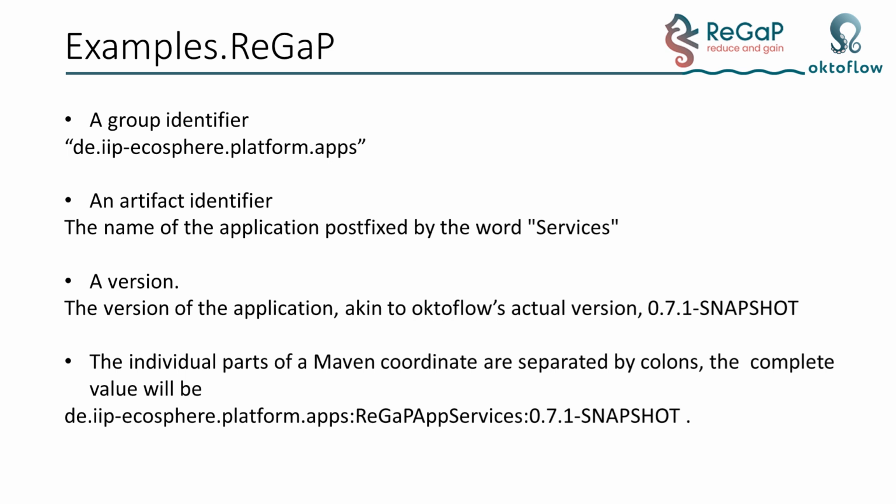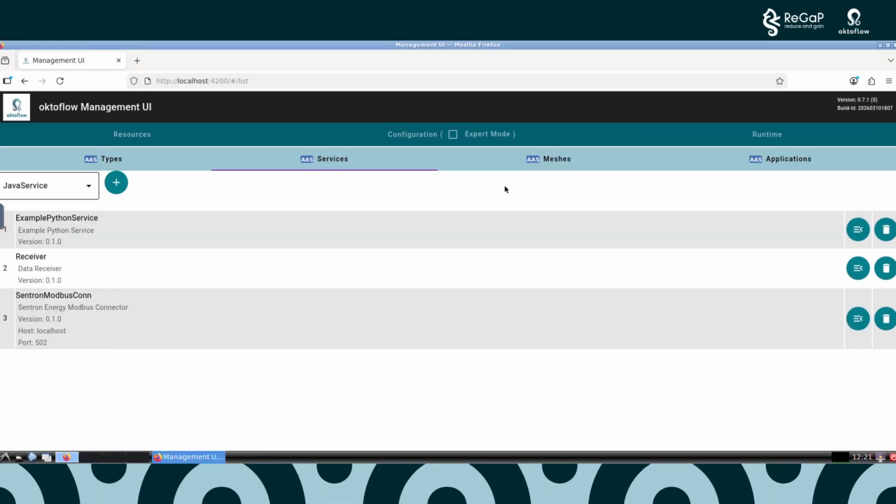Actually, a snapshot is an artifact that is still subject to change. If we would use a version number without snapshot, it would be a release artifact that could no longer be modified. A mesh represents the data flow between the services. For our application, we will link the services, that is, the units of work, among each other using data flows.